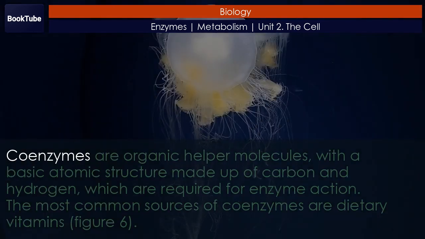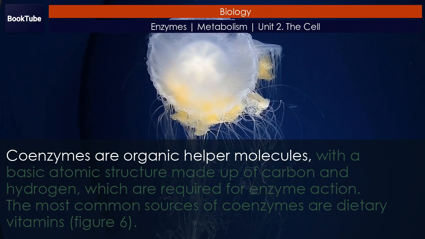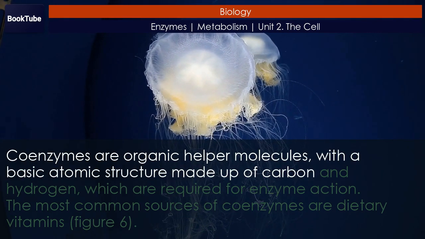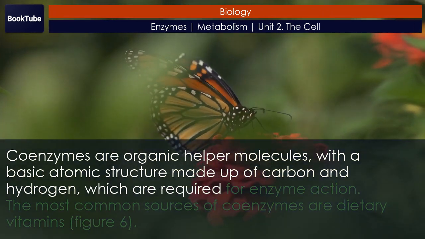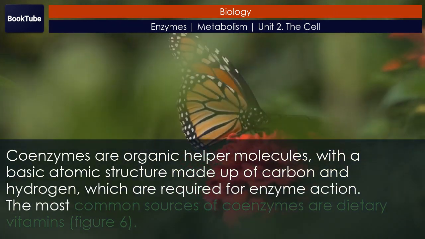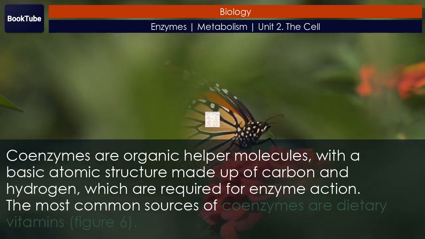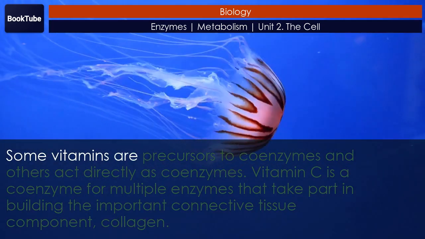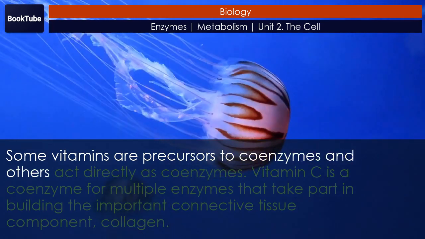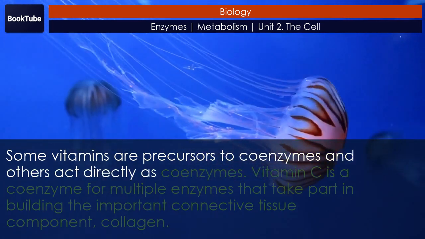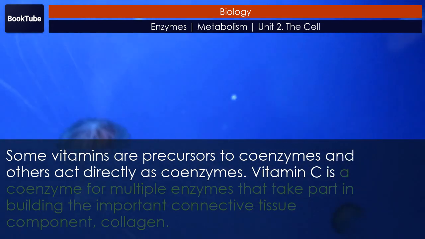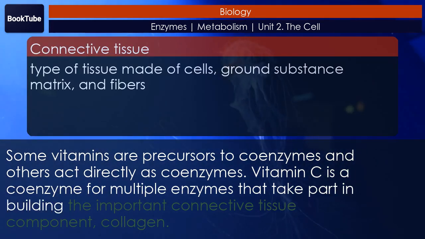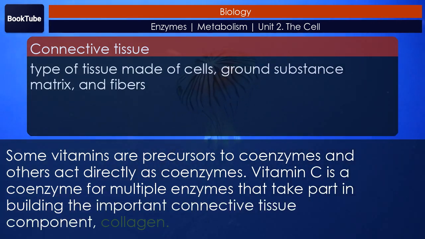Coenzymes are organic helper molecules with a basic atomic structure made up of carbon and hydrogen, which are required for enzyme action. The most common sources of coenzymes are dietary vitamins. Figure 6. Some vitamins are precursors to coenzymes and others act directly as coenzymes. Vitamin C is a coenzyme for multiple enzymes that take part in building the important connective tissue component, collagen.